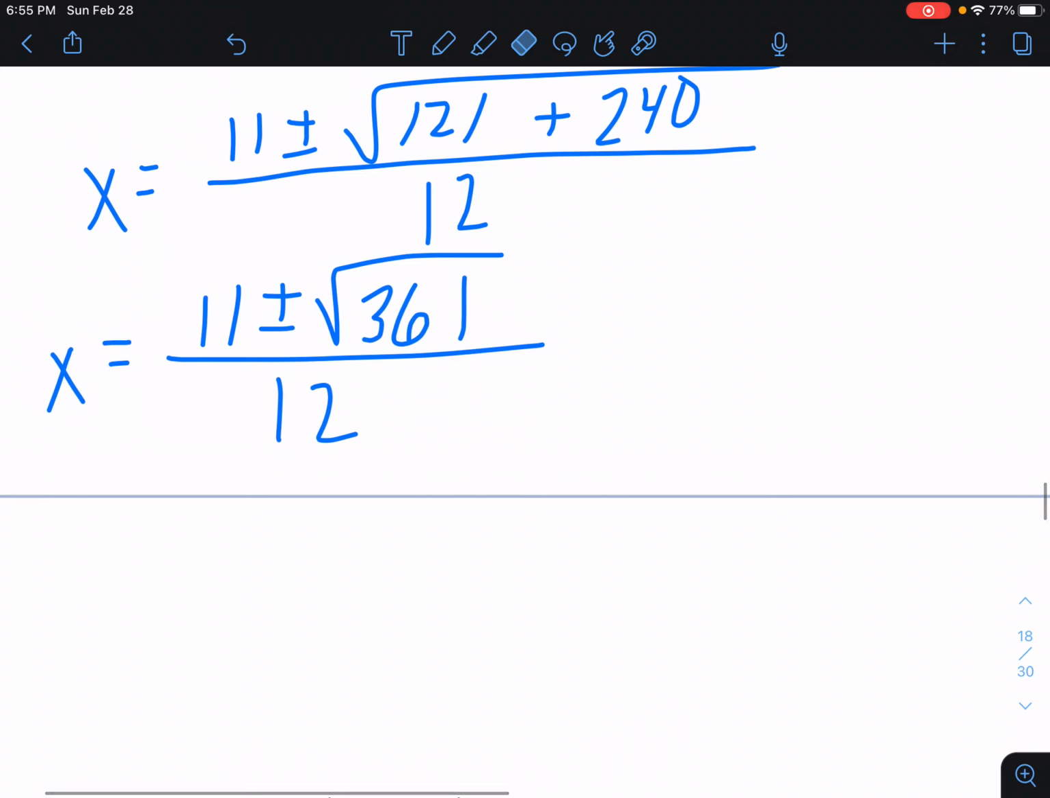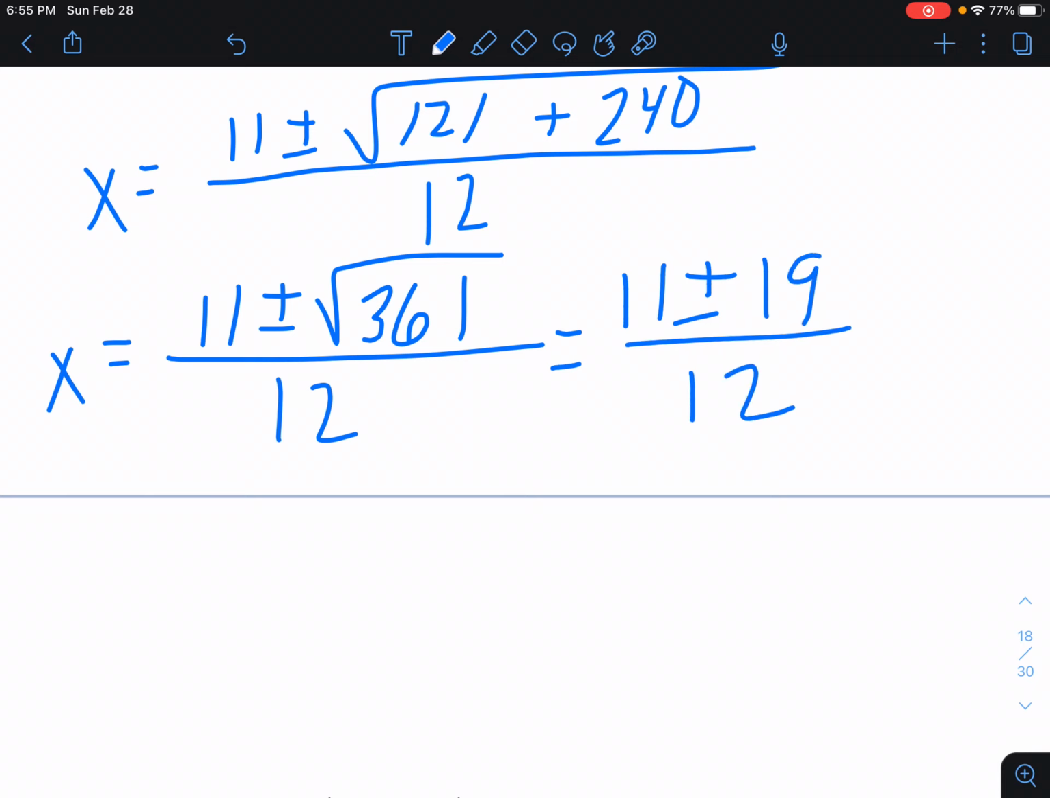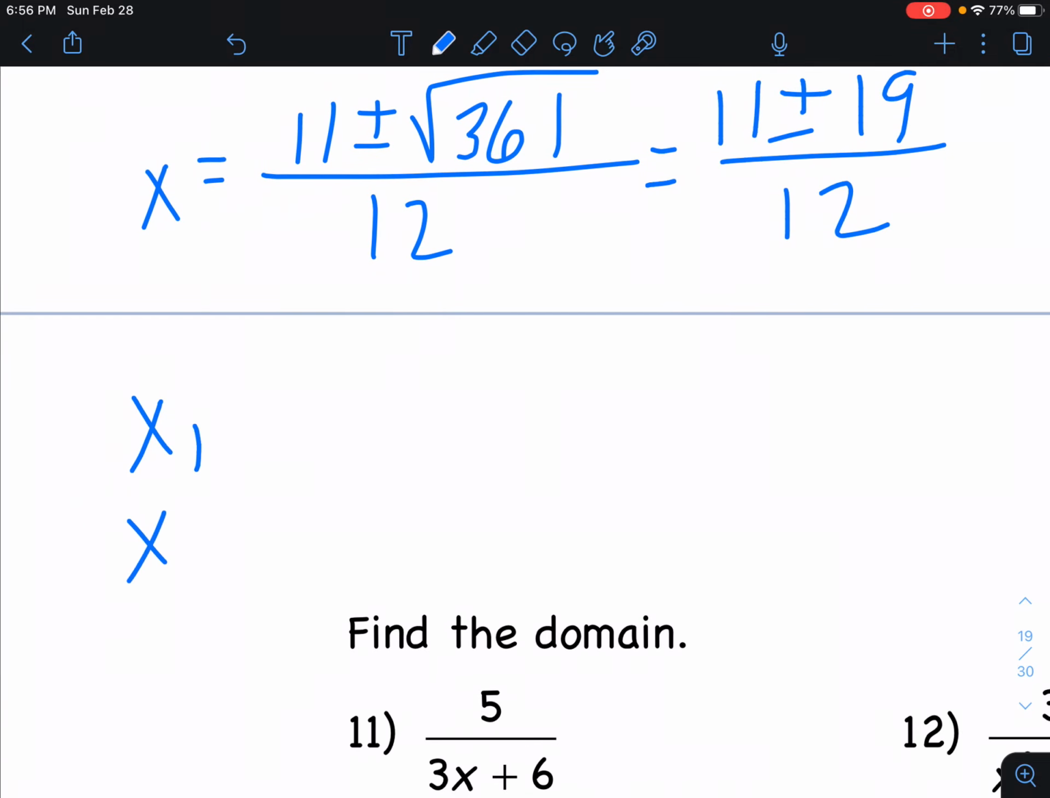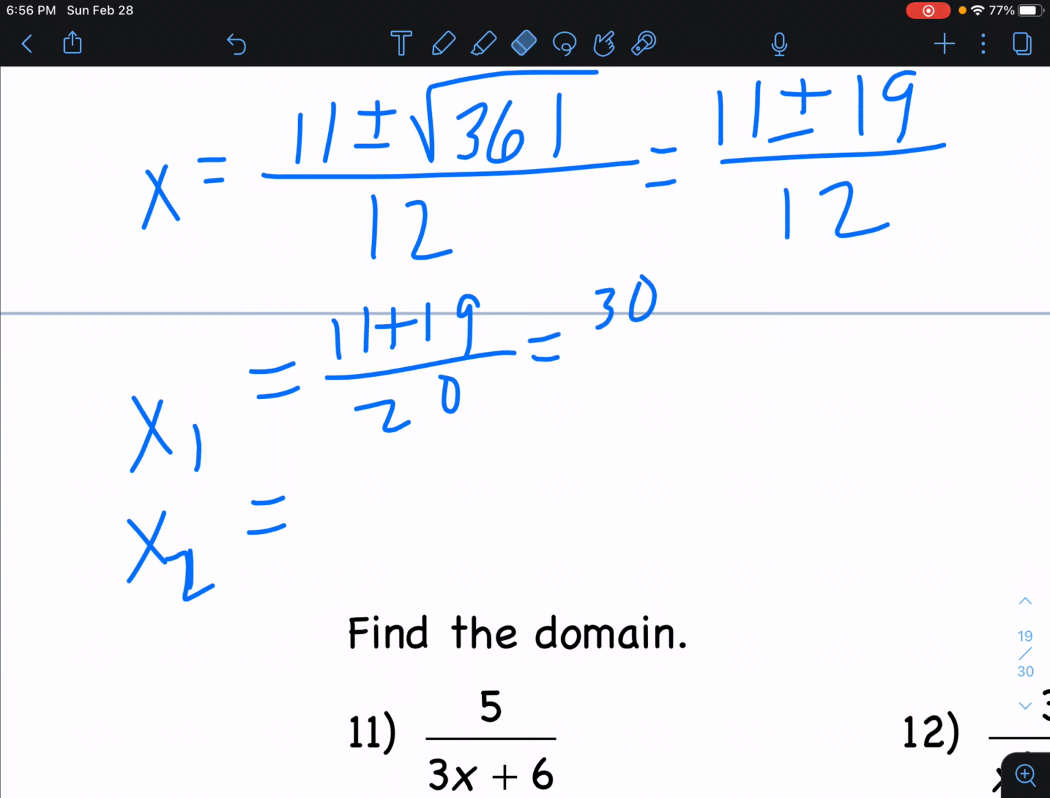I did not have a calculator handy. It's in the other room. So I don't have any radical left. So this is the point in the problem where you split into two answers. Call it x1 and x2. So the first one, do 11 plus 19, then divide by 12. That would be 30. I wrote 20. I meant to write 12. So that would be add and then divide by 12.